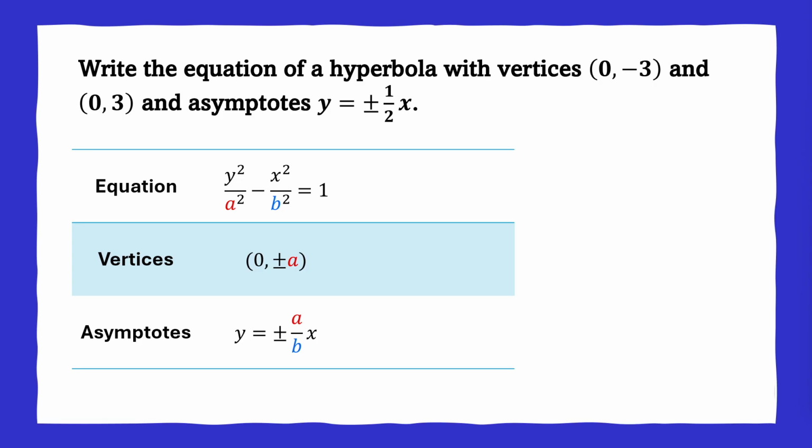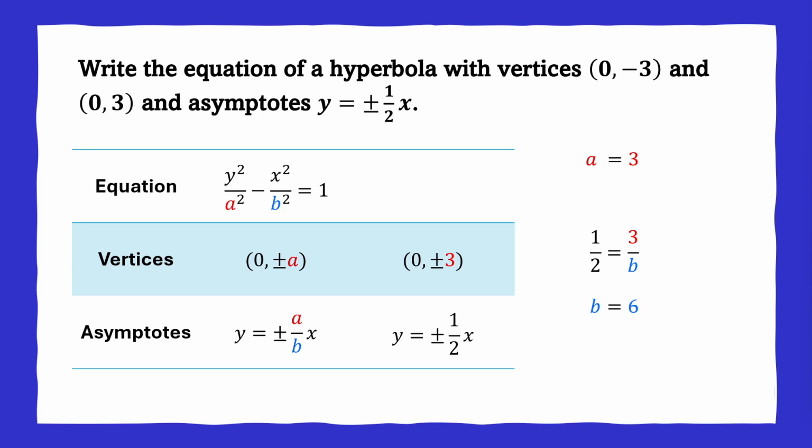The distance from the center to each vertex is 3, so a is 3. The asymptotes of a vertical hyperbola have slopes equal to a over b. Since the slope is 1/2 and a is 3, we can set up the equation 1 over 2 equals 3 over b. Solving this gives b equals 6.